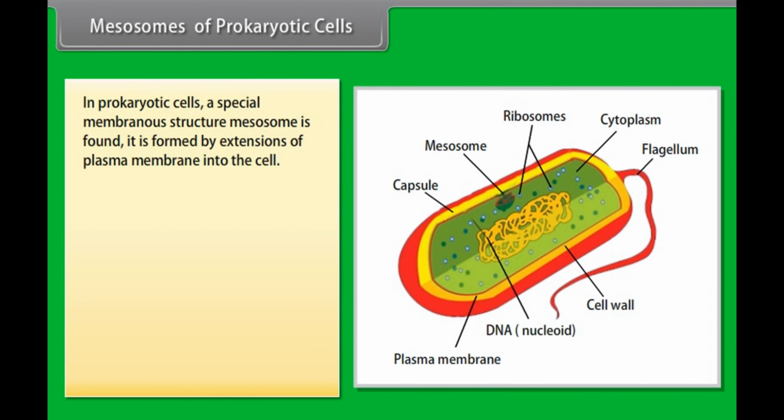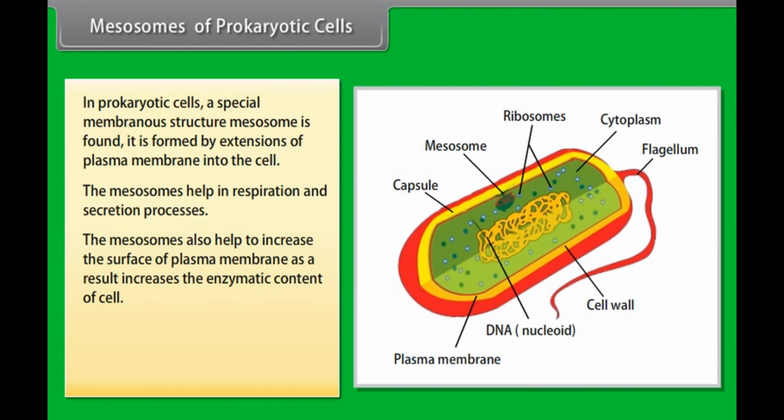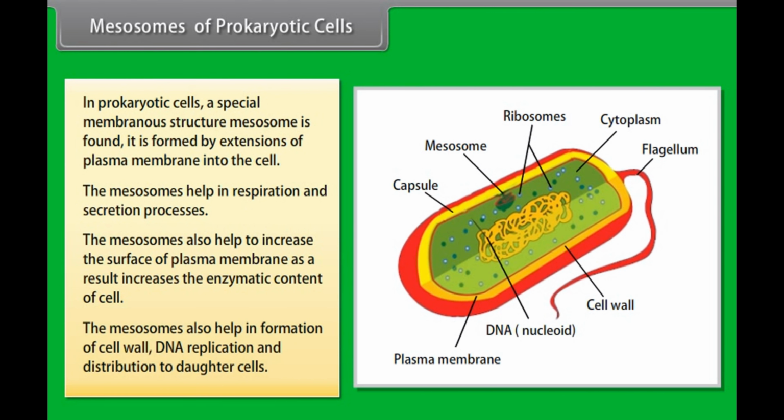In prokaryotic cells, a special membranous structure, the mesosome, is found. It is formed by extensions of the plasma membrane into the cell. The mesosomes help in respiration and secretion processes. They also help to increase the surface of the plasma membrane, and as a result, increase the enzymatic content of the cell. The mesosomes also help in formation of the cell wall, DNA replication, and distribution to daughter cells.